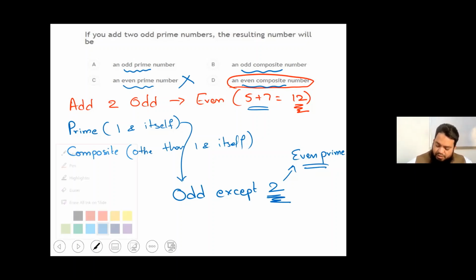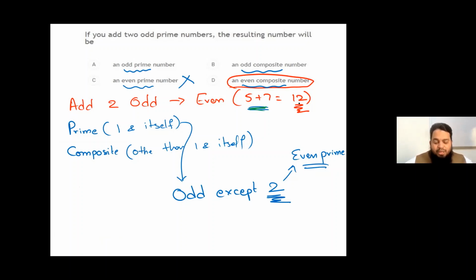Now let us go for the composite numbers. So what are composite numbers, my dear students? Composite numbers are those which have factors other than 1 and itself. So whenever you add two odd numbers, we get an even number. So it is an even composite number, not an odd composite number, because we get it as even. So let us go for the next one.